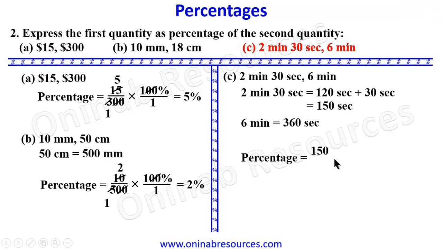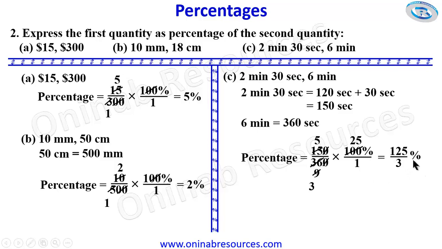So it's going to be 150 over 360 times 100% over 1. This 0 here goes with this 0. So 4 goes into 36 gives 9. 4 goes into 100 gives 25. 3 goes into 9 gives 3. 3 goes into 15 gives 5. So 5 times 25 gives 125 over 3%. So expressing this as mixed fractions, we are going to have it as 41 whole number 2 over 3%. That's all for problem 2.